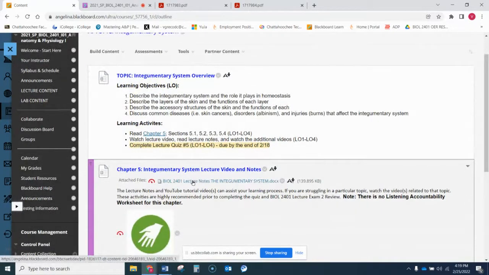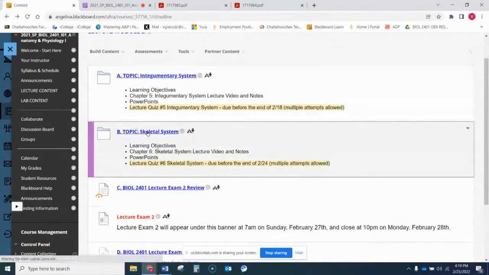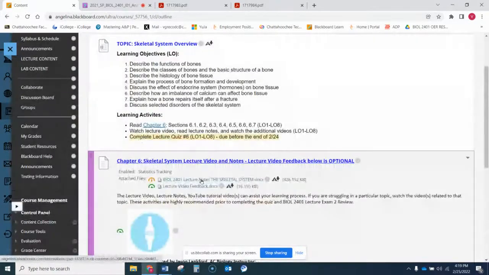And in the other topic, the skeletal system, right here, right, you can find the lecture notes. So that's what I'm going to be going through. It's a really good summary of the chapters and what you need to know.